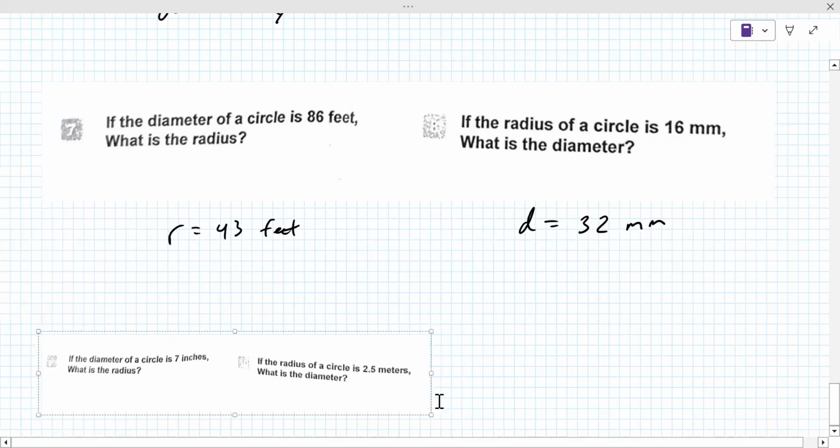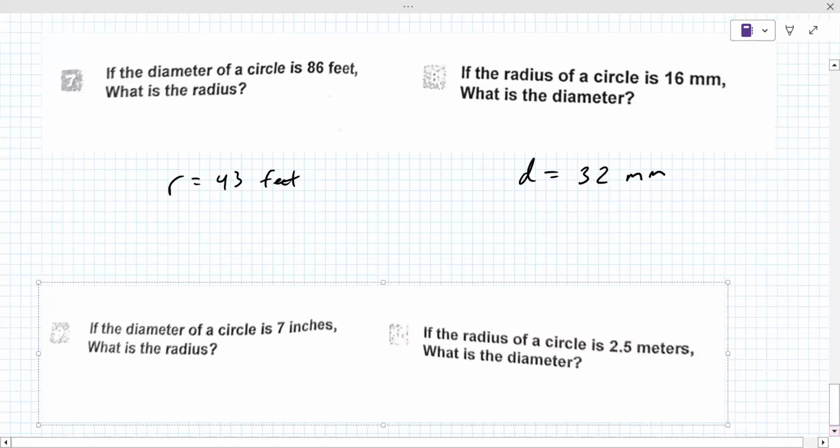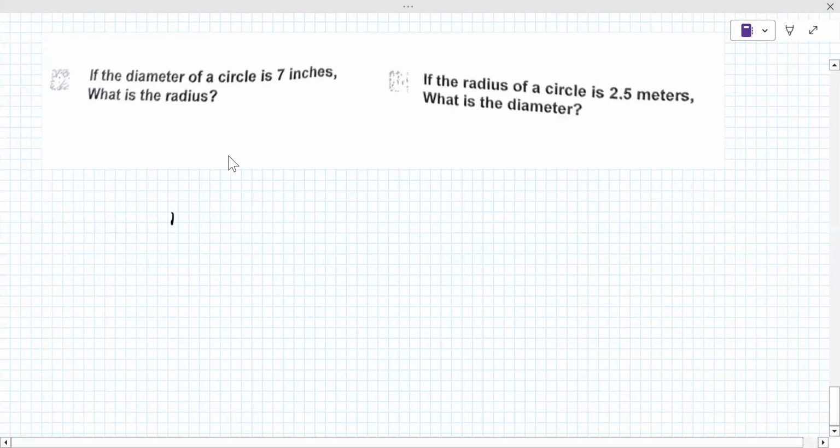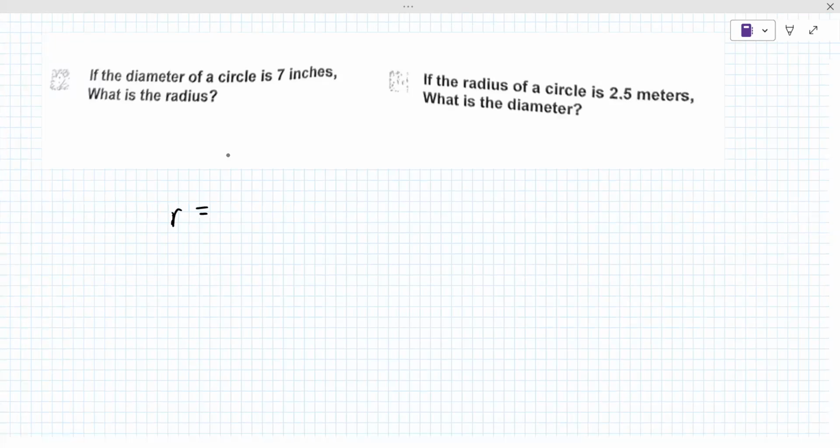Okay, last. Diameter 7 inches. It's 14 inches. You're going the wrong direction here on this one. Oh, it's division. Yes. So it would be 3.5. Okay. I like it. Last one. The radius of the circle is 2.5 meters. What is the diameter? It would be 5 meters. You got it.